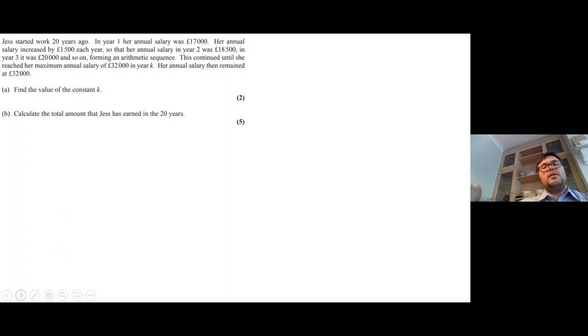First thing I do, before I do anything else, is write down that my first term a is 17,000 and that my common difference d is 1,500. I won't put the pounds sign in there because it just detracts from the numbers. Okay, so this continued until she reached her maximum annual salary of 32,000 in year K. Her annual salary then remained at 32,000. Find the value of the constant K. Okay, so we're saying that UK is equal to 32,000. So using the term number, that's what we're looking for.